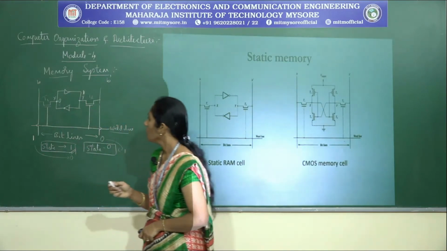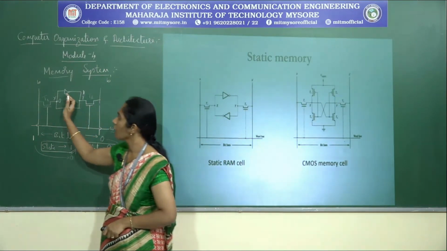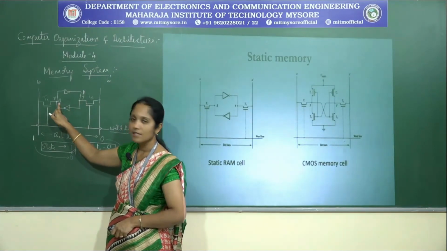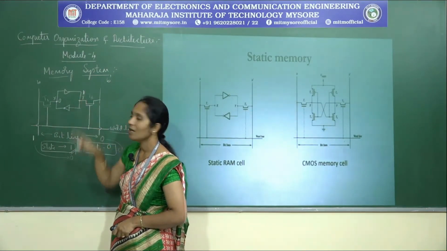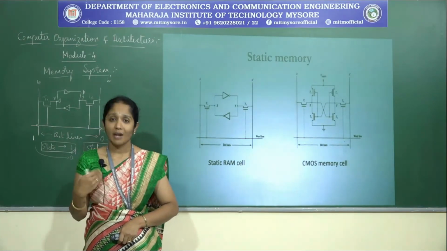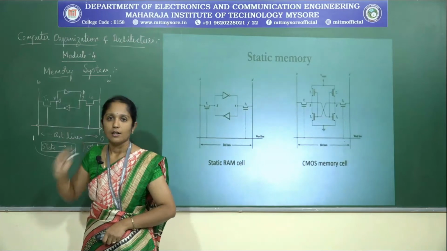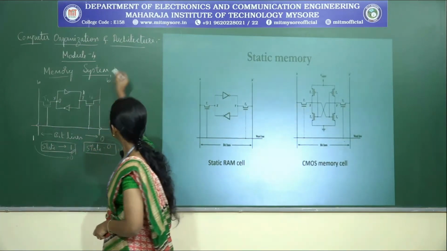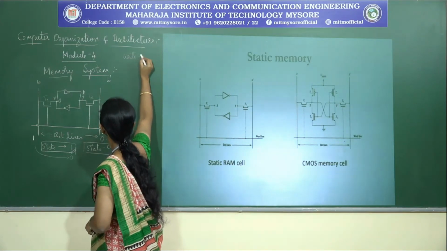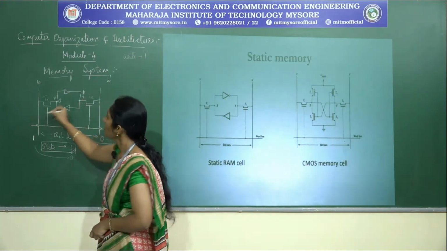And next, if you consider the write operation. Let us assume these values: we have 0 at this node and 1 at this node, and let us see what happens when we write something into the RAM cell. Let us assume we want to write a value of 1 into this.